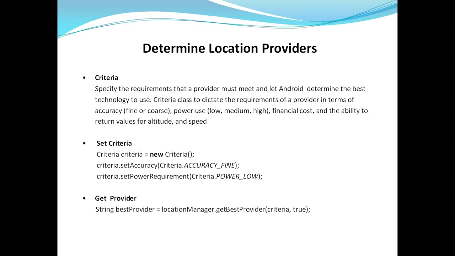To take care of all these things, the location-based packages give us a Criteria class. The criteria specify the requirements that a provider must meet and let Android determine the best technology to use. The Criteria class is also used to dictate the requirements of a provider in terms of accuracy, power use, financial cost, and the ability to return values for altitude and speed.